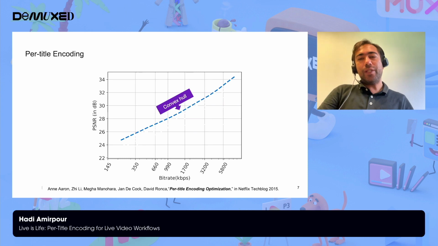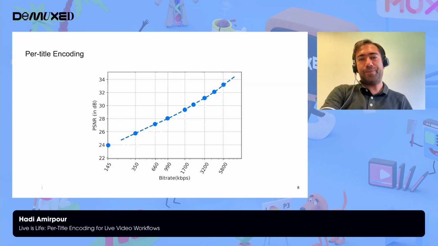So we need to encode the same video at multiple bitrate resolution pairs to find the convex hull. But it is not only very expensive to use this brute force approach, it's also not applicable in live video streaming due to the additional latency that is introduced by the brute force approach. So we need to predict the convex hull.